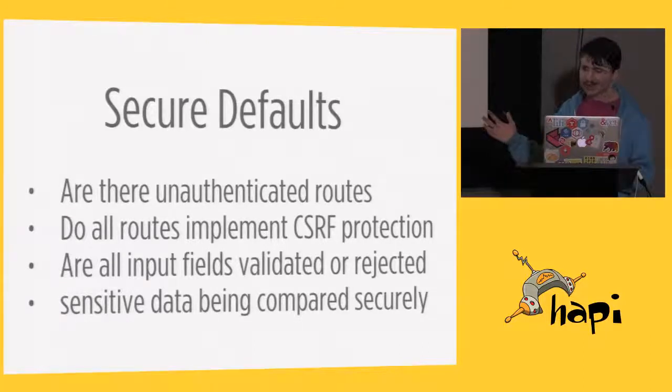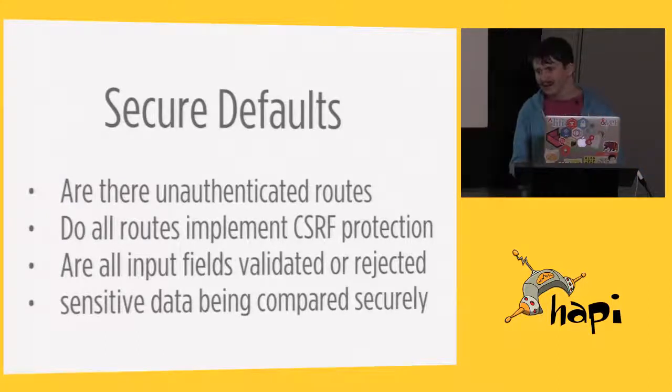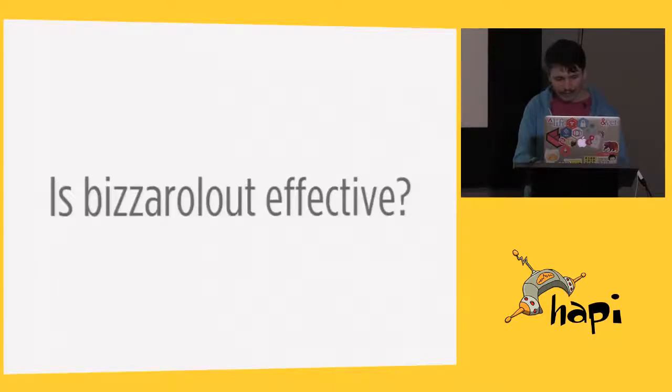Do all the routes have CSRF protection on them? Are the input fields validated or rejected? Do you allow unvalidated input fields? Do you have empty validate handlers in your routes? And is there sensitive data being compared insecurely? I can check that with some simple static analysis stuff as well.